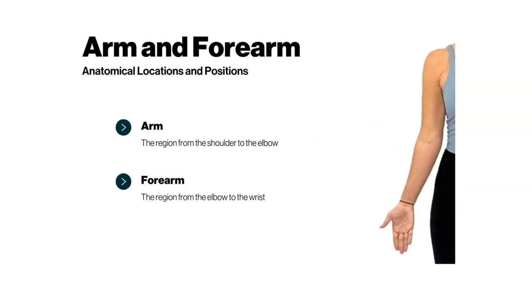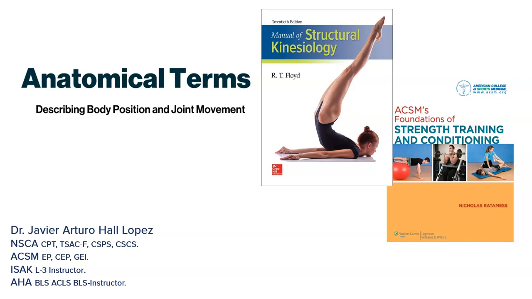And finally, there are certain terms that are used to describe regions of the body. The arm, for example, refers to the region between the shoulder and the elbow. The forearm refers only to the region between the elbow and the wrist. So we finish with this topic of anatomical terms.